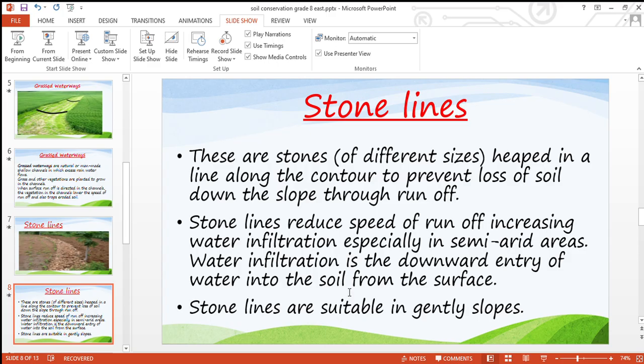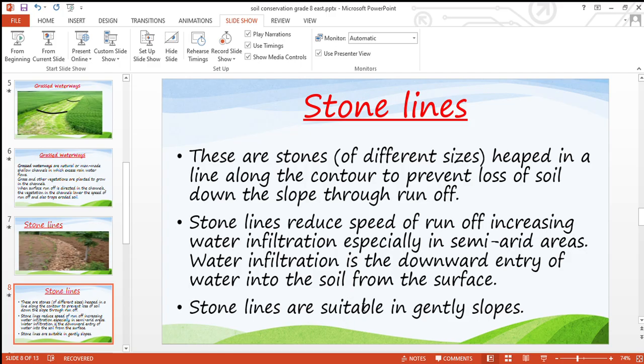Very good, group 2. We said that water infiltration is downward entry of water into the soil from the surface. That's why when you pour water on the soil, it will start seeping inside. It will disappear. What has happened? It has entered downward into the soil. And that is what we call water infiltration.